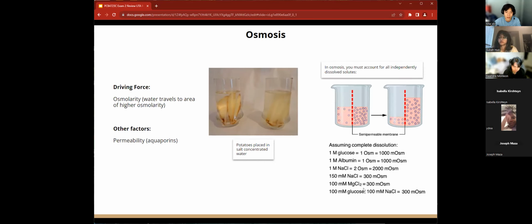If we look here at magnesium chloride, there are 3 different particles that will dissolve in the water, so we'll multiply that by 3. And obviously, 1 molar equals 1 osmolar, so it's just 1 to 1. Okay, and as you can see in this picture here, water flows from low osmolarity to high osmolarity. So it's the opposite, not intuitive thinking, compared to the chemical gradients.